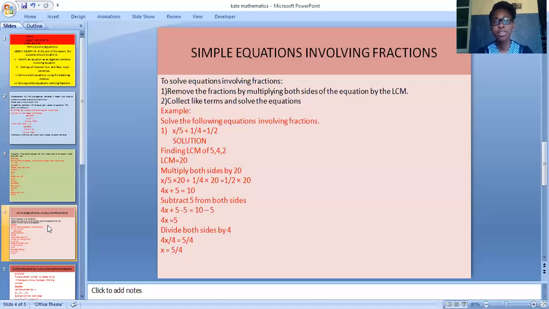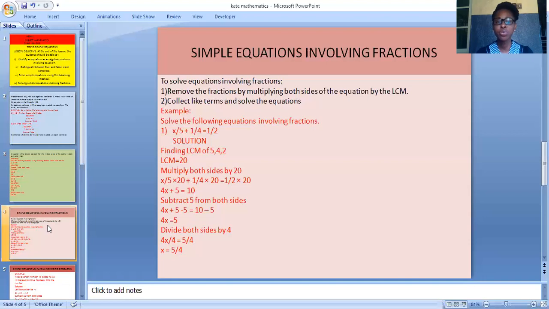10 minus 5. 4x plus 5 minus 5 equals to 10 minus 5. 5 minus 5 is 0, and 4x plus 0 gives us 4x. 10 minus 5 is equal to 5. Divide both sides by 4. We have 4x over 4 equals to 5 over 4.